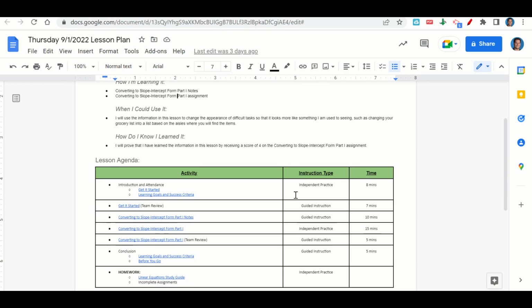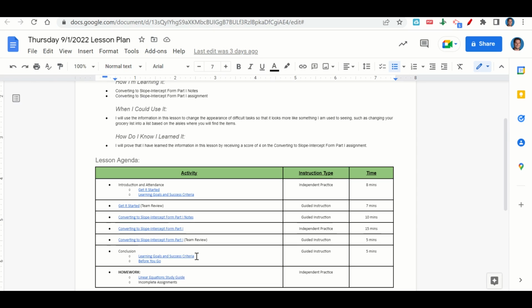Now let's take a look at our agenda for today. We'll begin by going over our learning goals and success criteria. While we do that, you'll fill out your Get It Started. Once you've completed your Get It Started, we'll go over it together and answer any questions that you may have. After that, we'll go over the Converting to Slope-Intercept Form Part 1 notes, and then I'll give you time to complete the Converting to Slope-Intercept Form Part 1 assignment. Once you've completed the assignment, we'll go over it together and answer any questions that you may have.